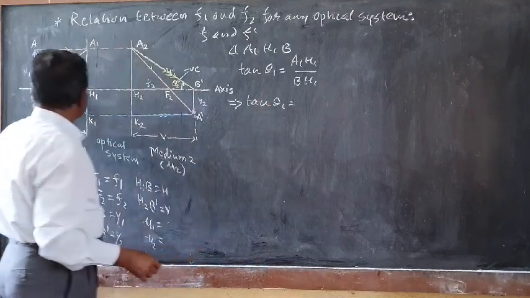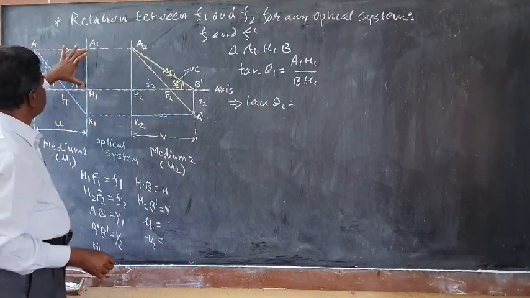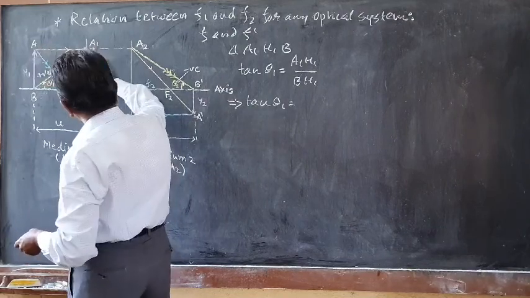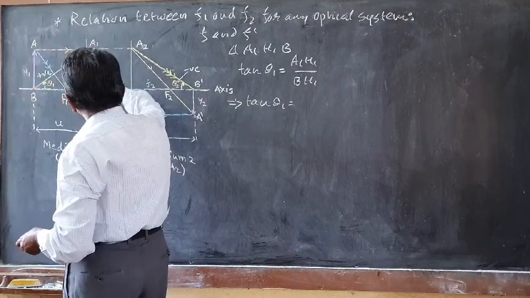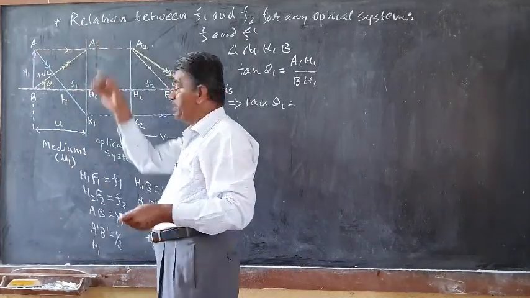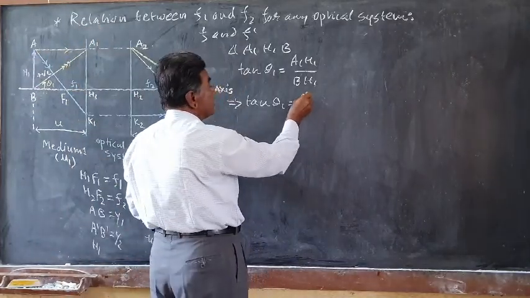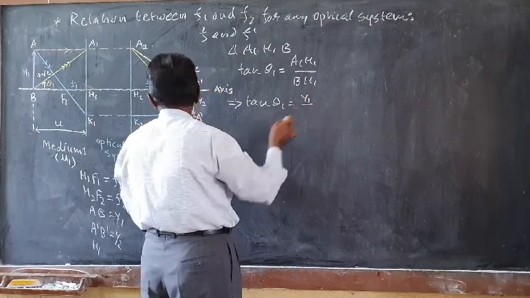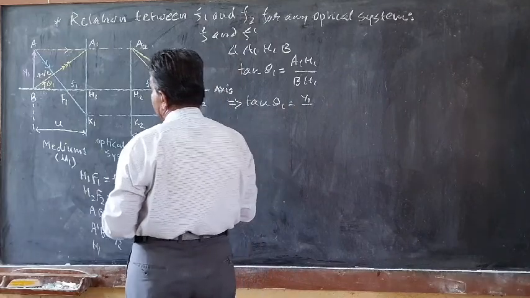A1H1 is the y1, the height of the object, and this lies above the principal axis, and therefore it is positive. So we are getting tan θ1 equal to y1 divided by BH1.